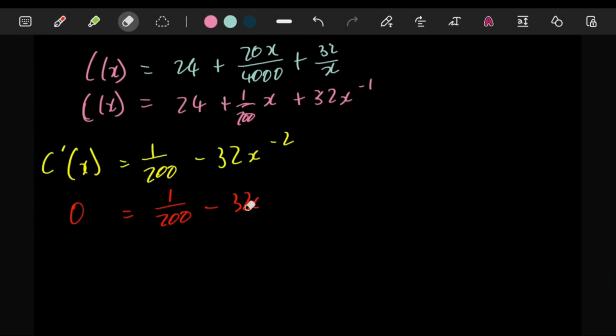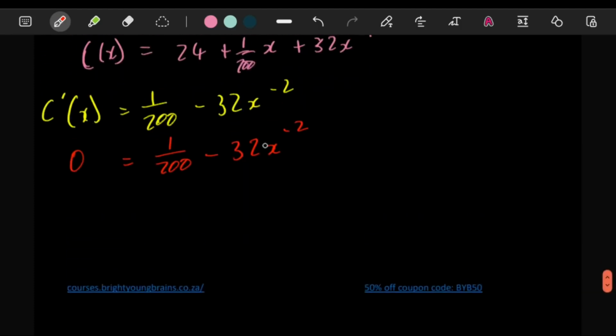32x with the square, funny thing there. 32x - 2. So let's solve for x. Solving for x, the 32 can go over. This is like 1 over 200. And then the x - 2 can go down.